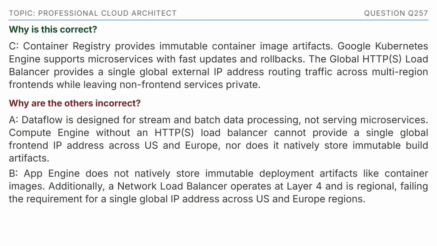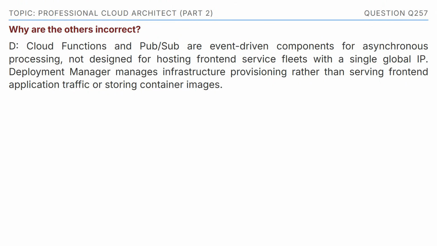A. Dataflow is designed for stream and batch data processing, not serving microservices. Compute Engine without an HTTP/S load balancer cannot provide a single global front-end IP address across US and Europe, nor does it natively store immutable build artifacts. B. App Engine does not natively store immutable deployment artifacts like container images. Additionally, a network load balancer operates at layer 4 and is regional, failing the requirement for a single global IP address across US and Europe regions. D. Cloud Functions and Pub/Sub are event-driven components for asynchronous processing, not designed for hosting front-end service fleets with a single global IP. Deployment Manager manages infrastructure provisioning rather than serving front-end application traffic or storing container images.